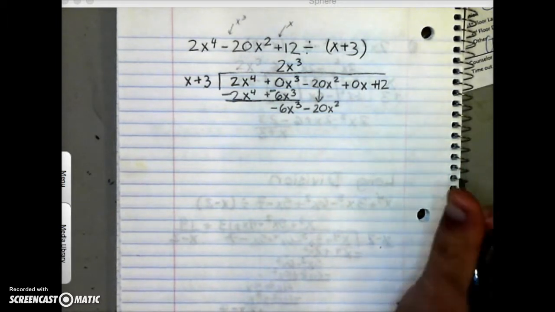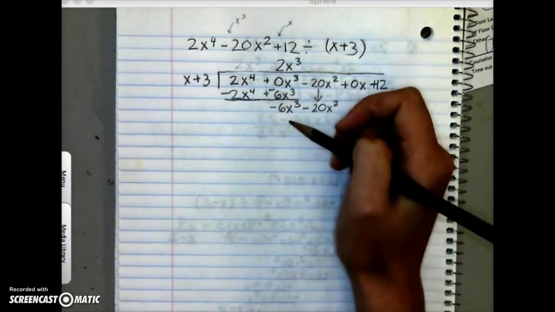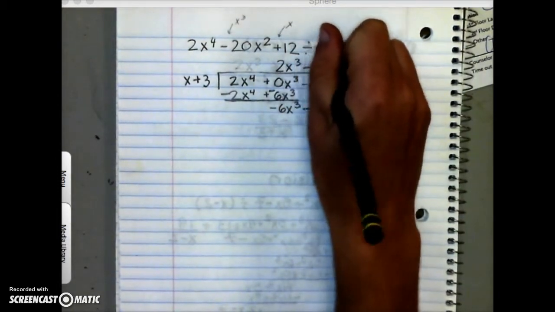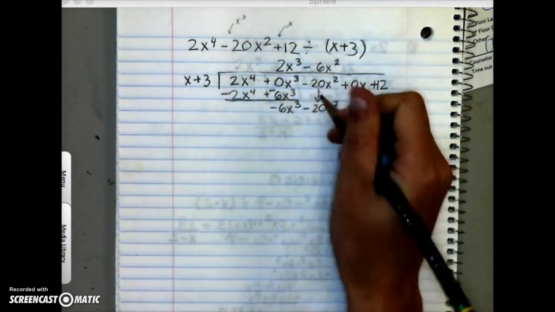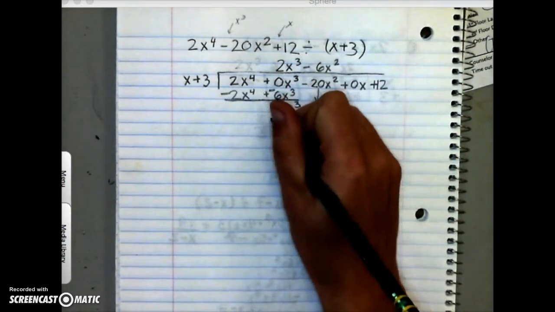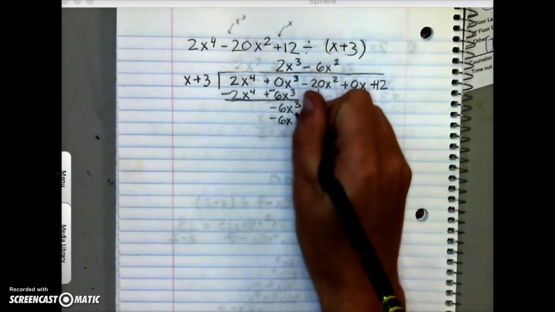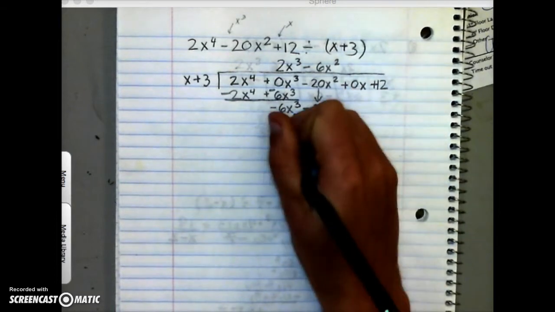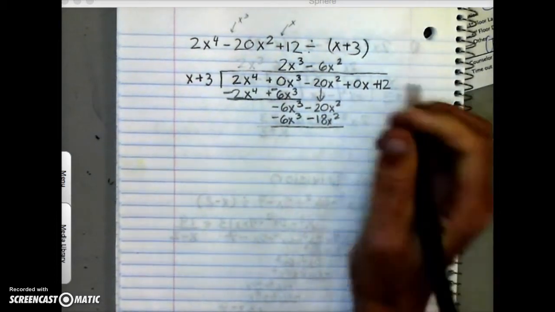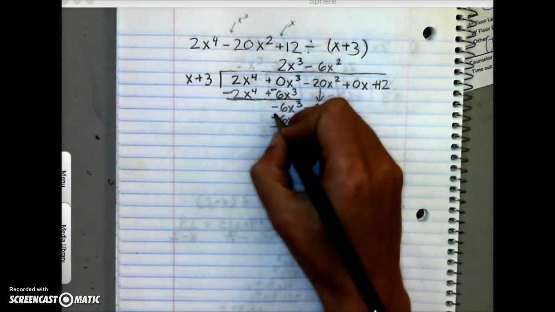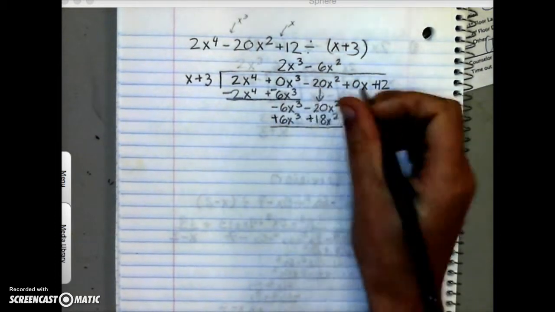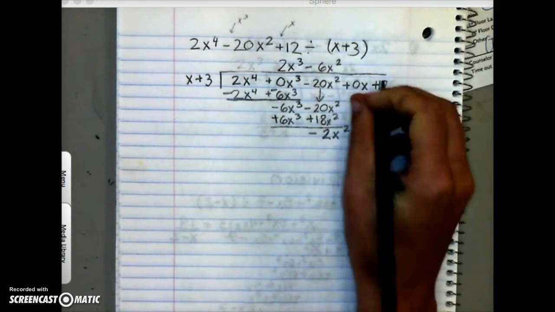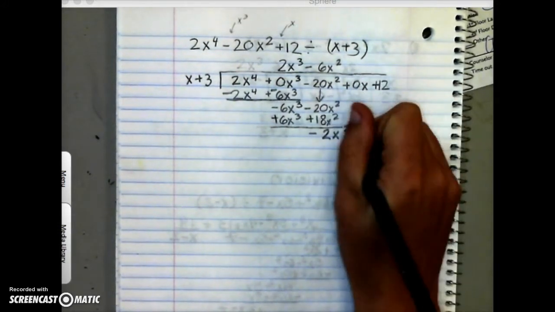Okay. How many times does x go into negative 6x cubed? Negative 6x squared. Negative 6x cubed minus 18x squared. Change the signs of both of them. Negative 2x squared. Bring down the 0.